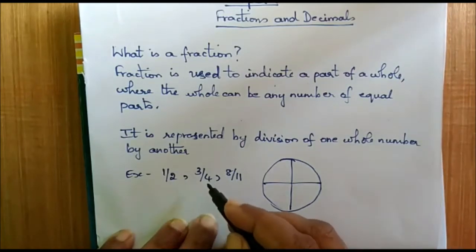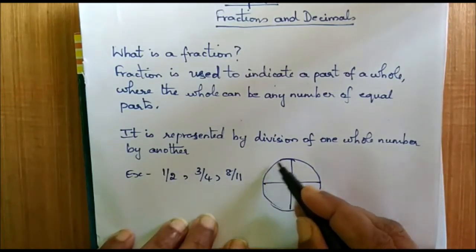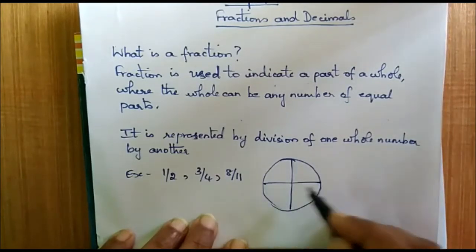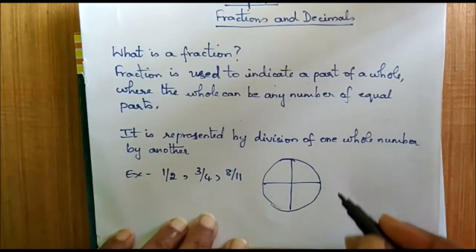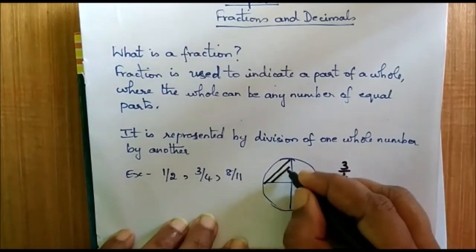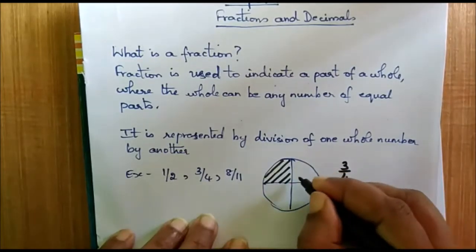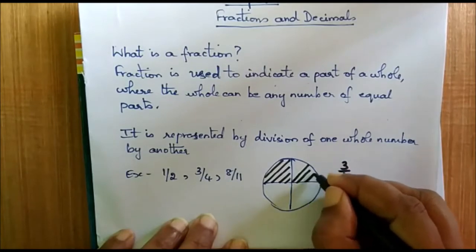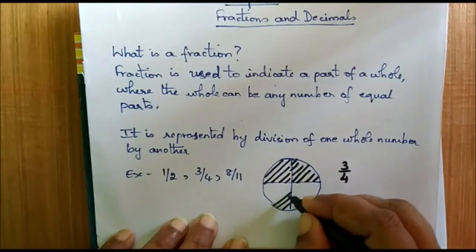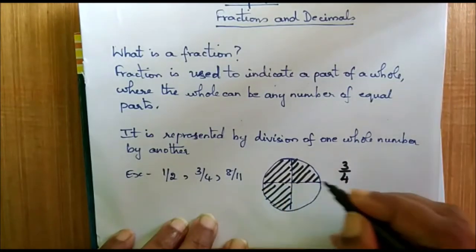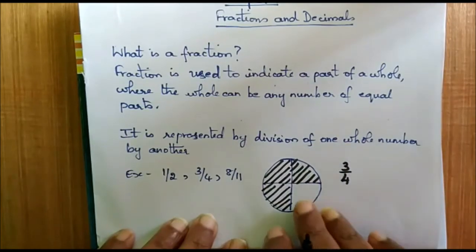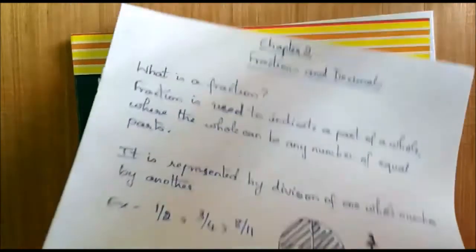Okay, similarly 3 by 4. Now this is a circle which has got 4 parts. So the whole has got 4 equal parts. In that 3 by 4, how do we represent 3 by 4 in this? 3 parts are taken out of this. So this is a circle which has got 4 parts. In that we are considering 3 parts of it. So we represent this as 3 by 4. I hope you all understand what is a fraction.